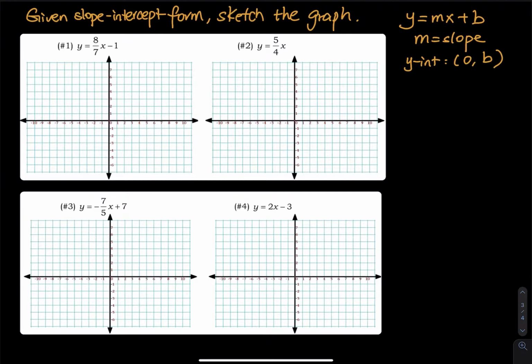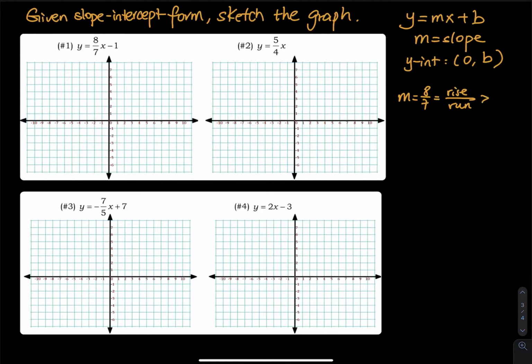In this video, I give you the slope-intercept form of a linear equation and then you sketch the graph for me. So how do we start? So the first one is y equals 8 over 7x minus 1, right? So the slope is equal to 8 over 7, and this is rise over run.